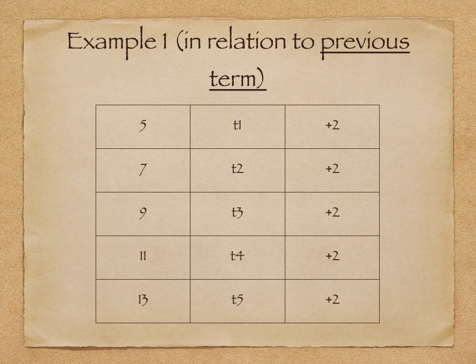So the difference between the first and second term is plus 2. So to get the second term, you add 2 to the first term. You can see that this table is in relation to the previous term. Okay? So this is where we look at term 1 plus 2 is term 2. Term 2 plus 2 is term 3. Okay? We're not looking at relation to the first term. So you take the previous term, add 2 to get your next term.